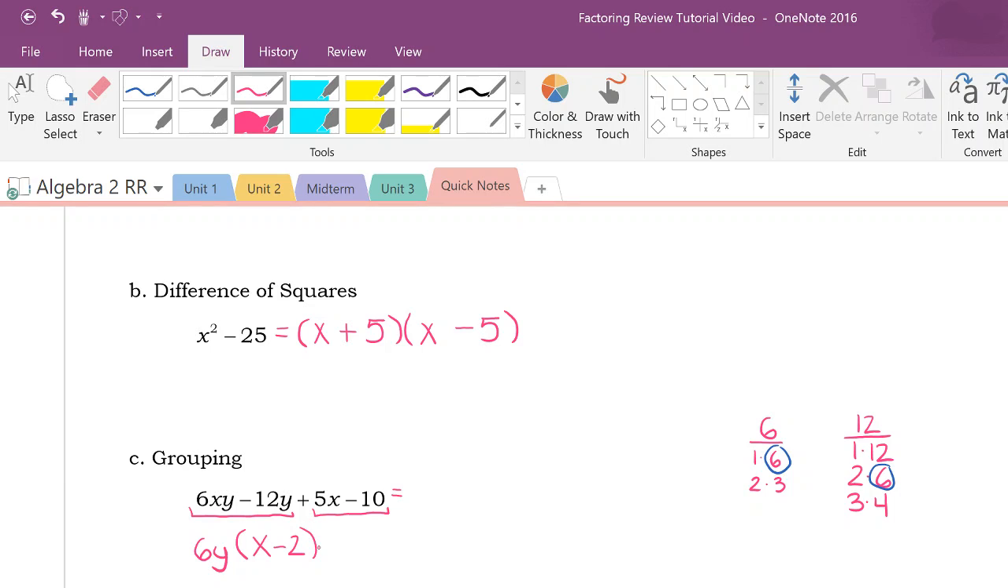I then move to 5x minus 10. The biggest number that 5 and 10 are both divisible by is 5. So I take a 5 out to the front, and I leave behind x, and negative 10 divided by 5 is negative 2. So I leave behind x minus 2. I know that I'm doing this right by looking and seeing that my binomials are going to be the same, x minus 2 times x minus 2. I'll bring that term out to the front, and I leave behind 6y plus 5.